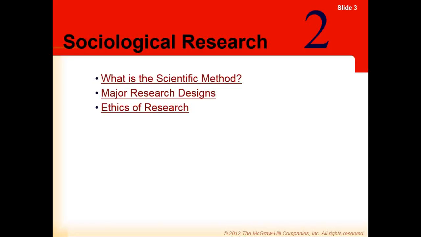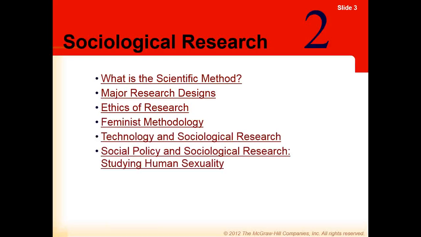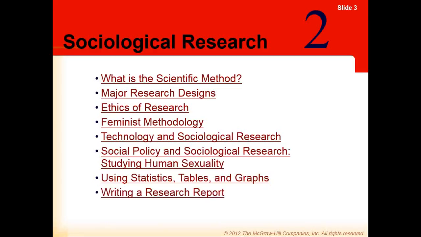Some of the things we're going to be looking at here: what is the scientific method? We'll be taking a look at the major research designs, ethics of research. We'll look at feminist methodology, or a feminist approach to doing research, technology and sociological research. We're going to examine social policy and sociological research, how they can interact, looking specifically at the study of human sexuality. Begin to try to understand how to interpret statistics, tables, graphs, the information that they're trying to communicate to us. Take a look at writing a research report.